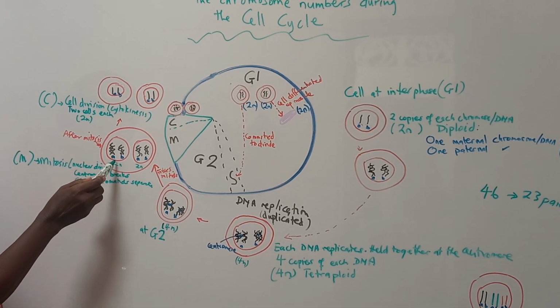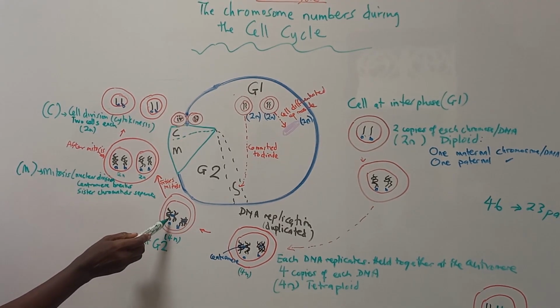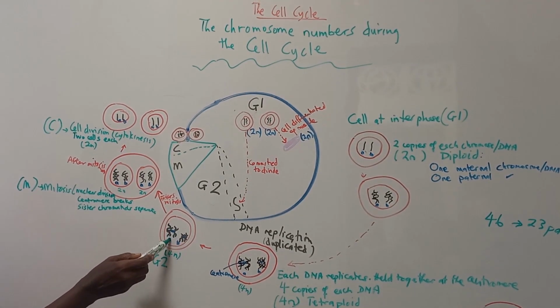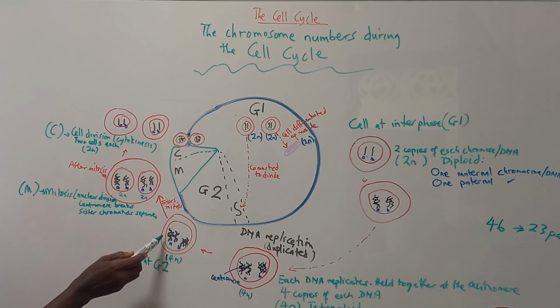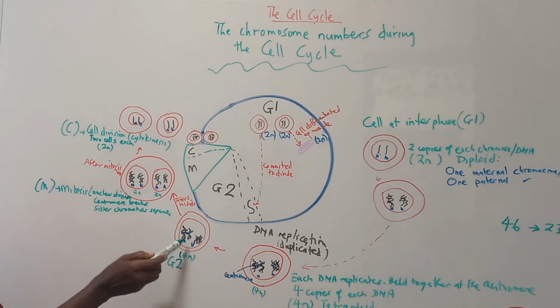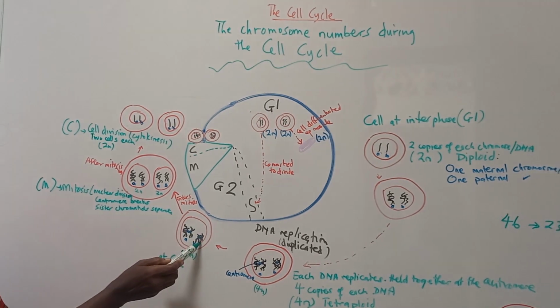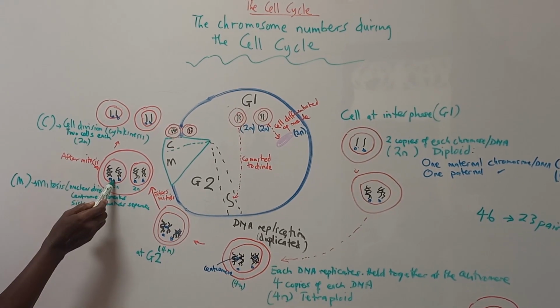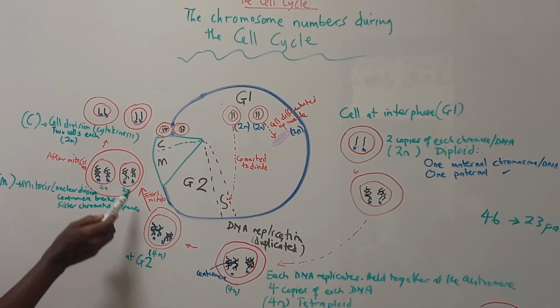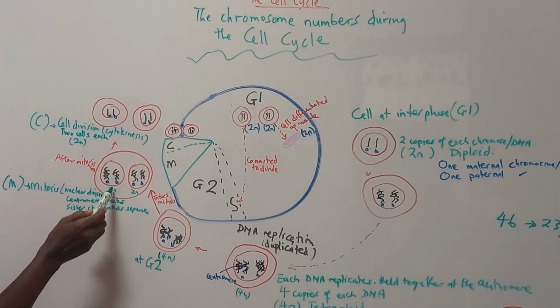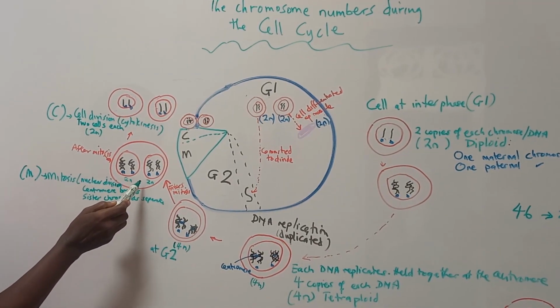Each of them is a diploid because the A's centromere will break. One A will go into one nucleus, another A will go into another nucleus. The B will also break at the centromere. One B will go into one nucleus, another one will go to the other. So you end up having diploid nuclei.